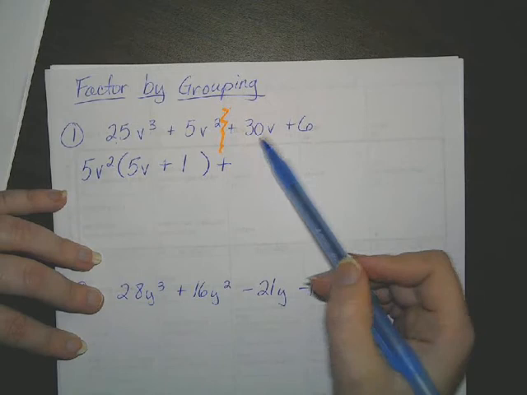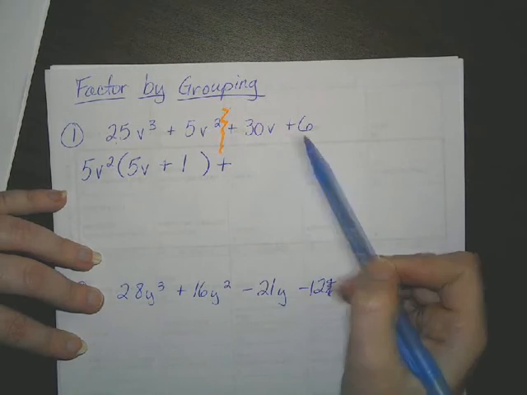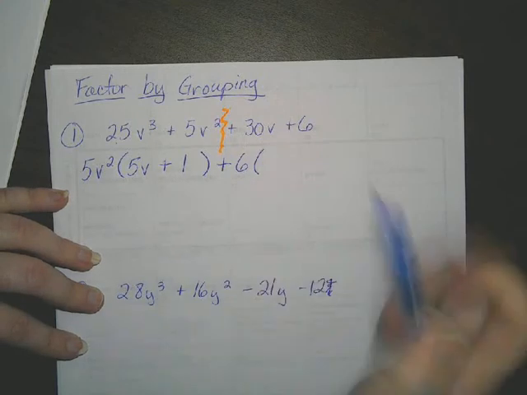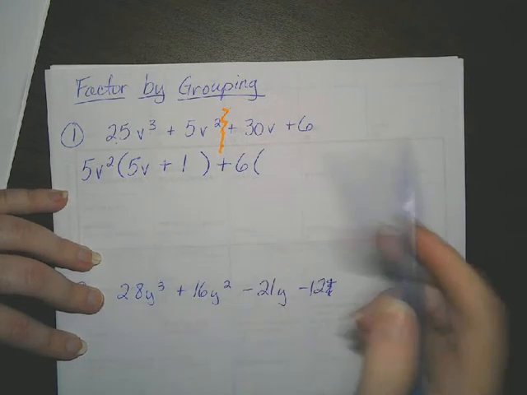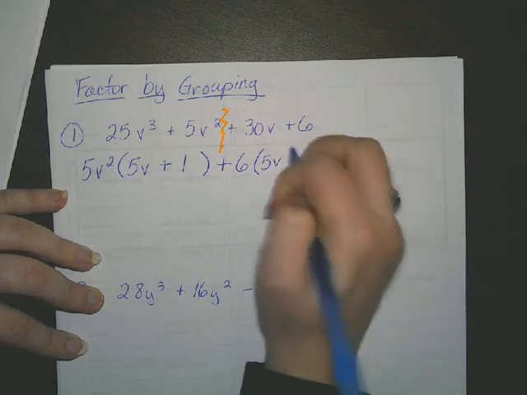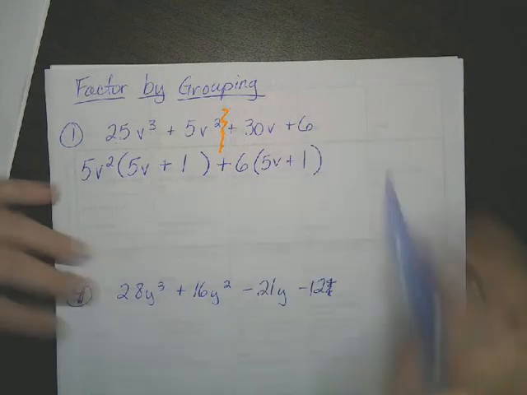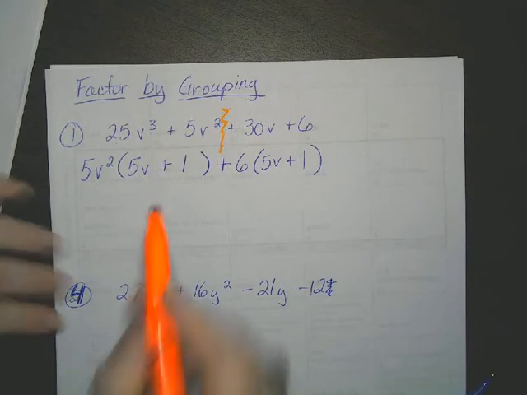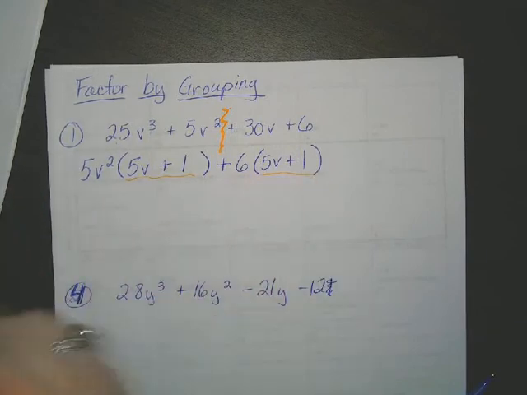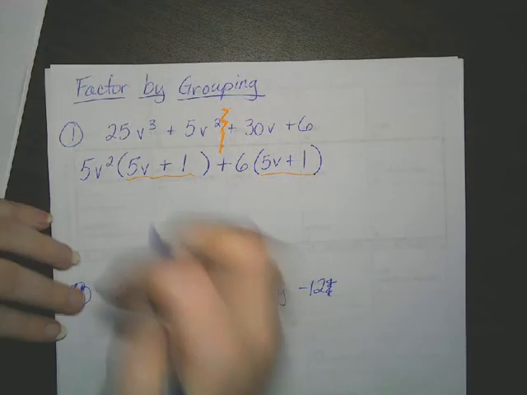Now we have a 30 and a 6. What can we pull out of both of those? 6. What's left? 30 divided by 6 is 5. So I have 5. I still have my v. Can't forget that. Now I have a plus 1. Now notice what both of them have. Both of them have this wonderful 5v plus 1. That means that our grouping worked because they should match.